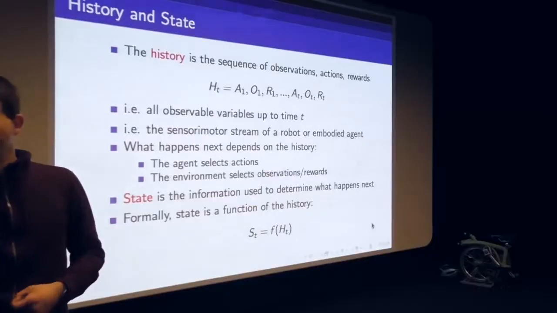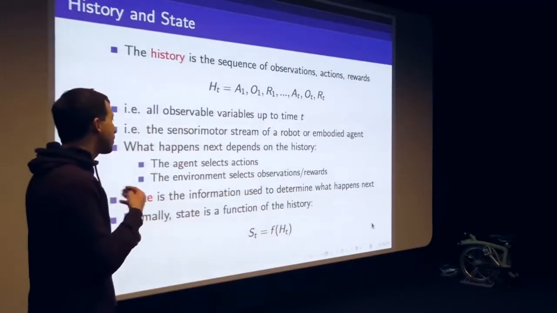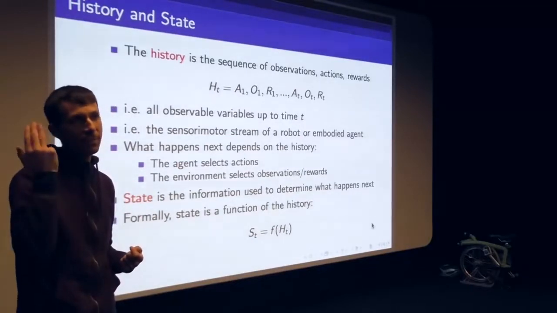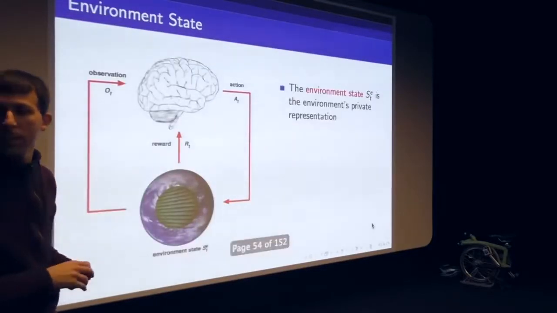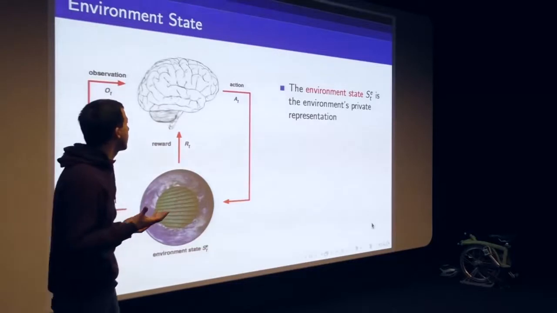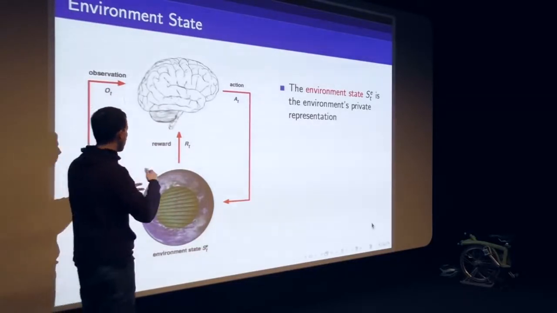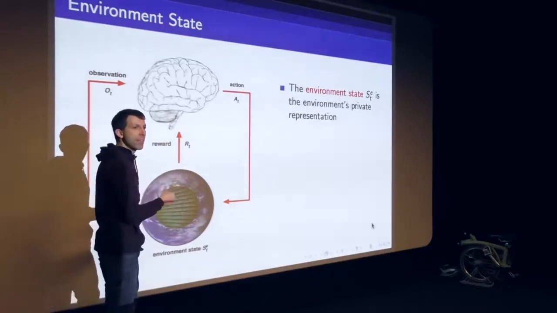Pretty simple. Okay. But there's many different definitions of state, and what I want to pick apart now is at least 3 different definitions of state to understand what they really mean and how they relate to each other. So the first definition is what we call the environment state. The environment state is basically the information that's used within the environment to determine what happens next.